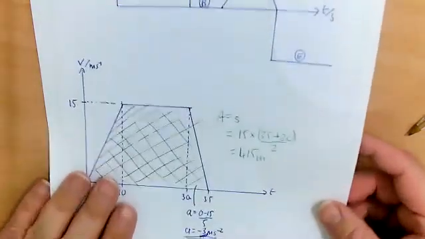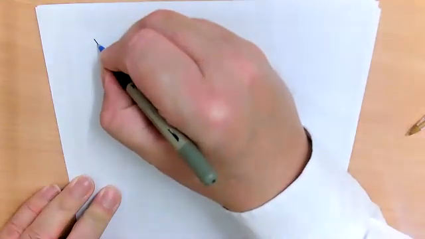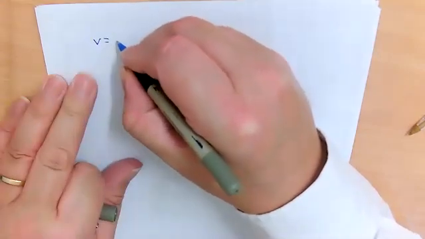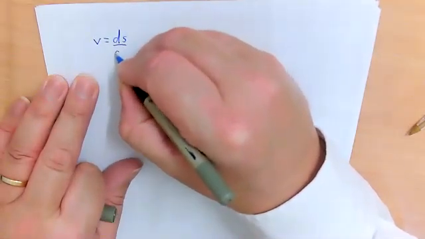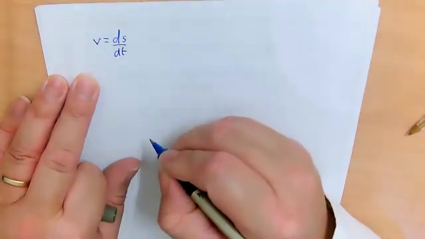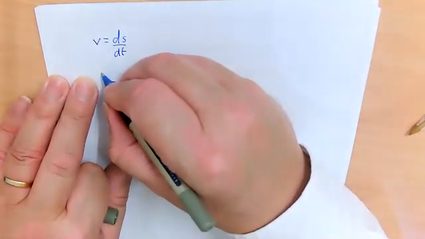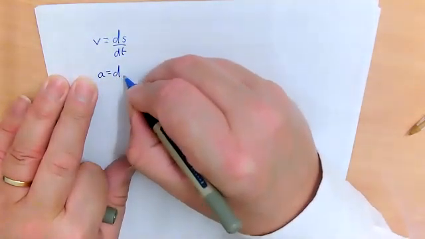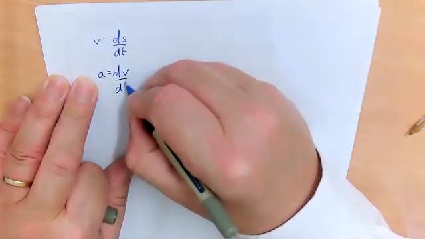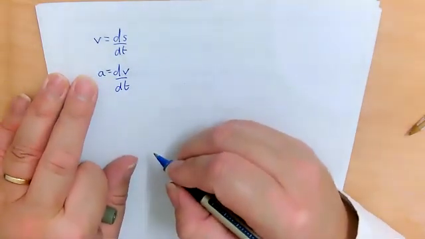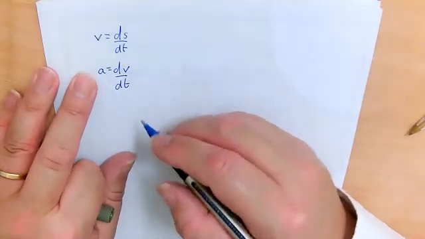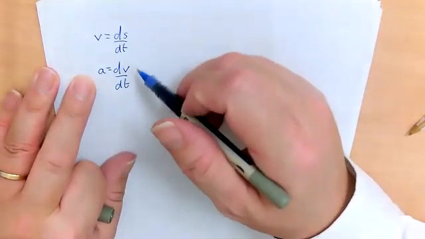The thing to remember, for those of you who are really into your maths, is that the velocity at any particular time is the rate of change of displacement with respect to time, which is the gradient of the graph. And we know the acceleration is the rate of change of velocity with respect to time.